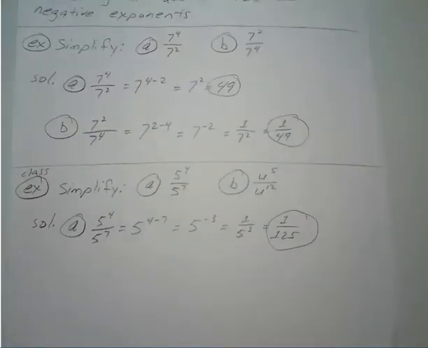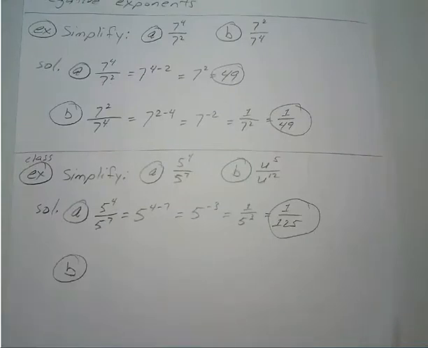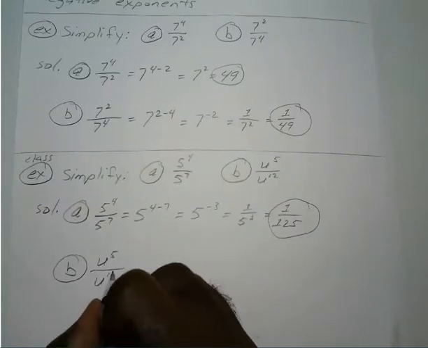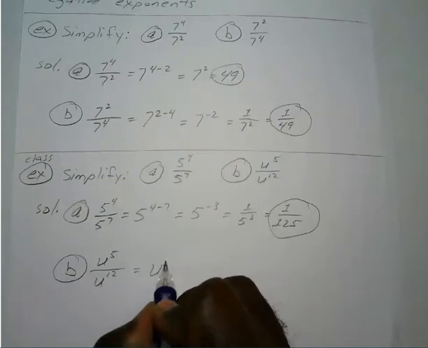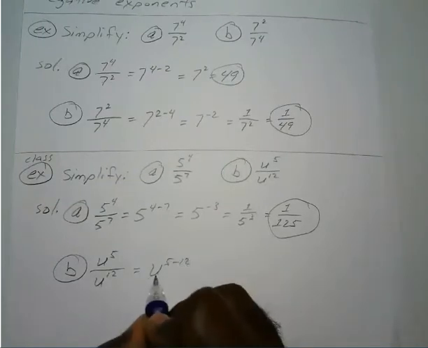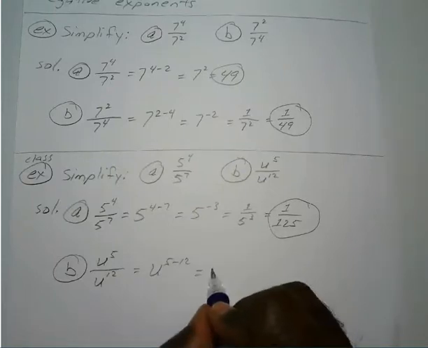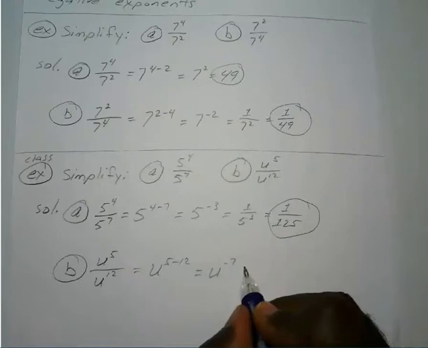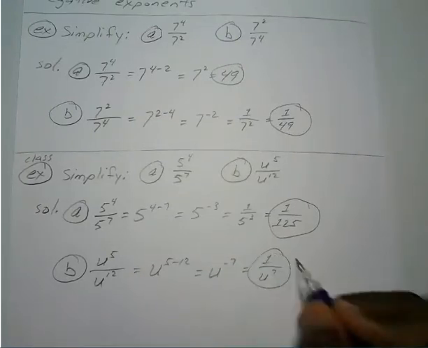Alright, now for problem B, we have u to the 5th power over u to the 12th power. That's just u to the 5 minus 12 power. Is u to the negative 7th power, which becomes 1 over u to the 7th power.